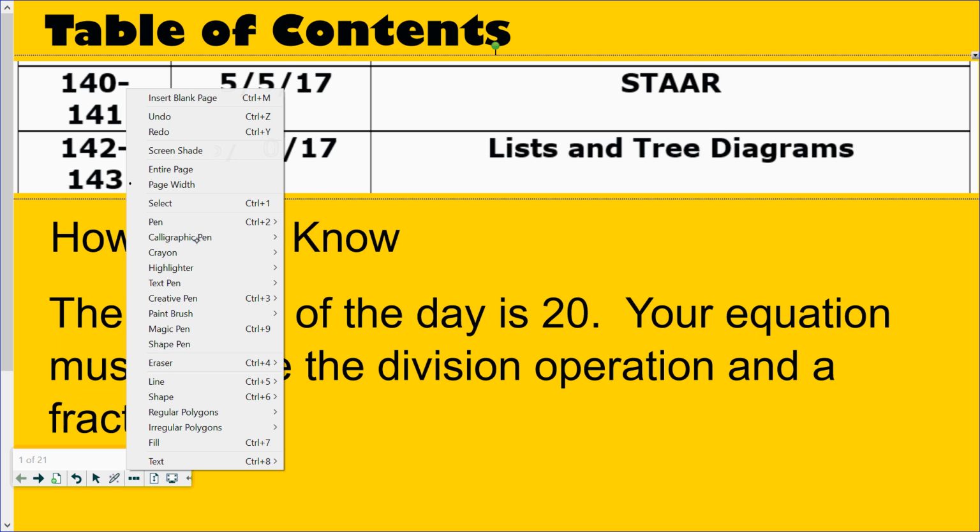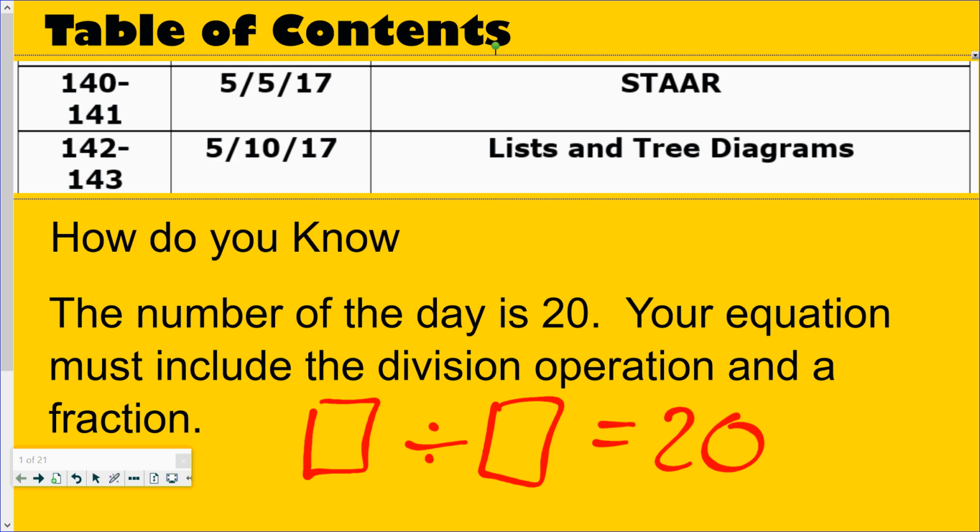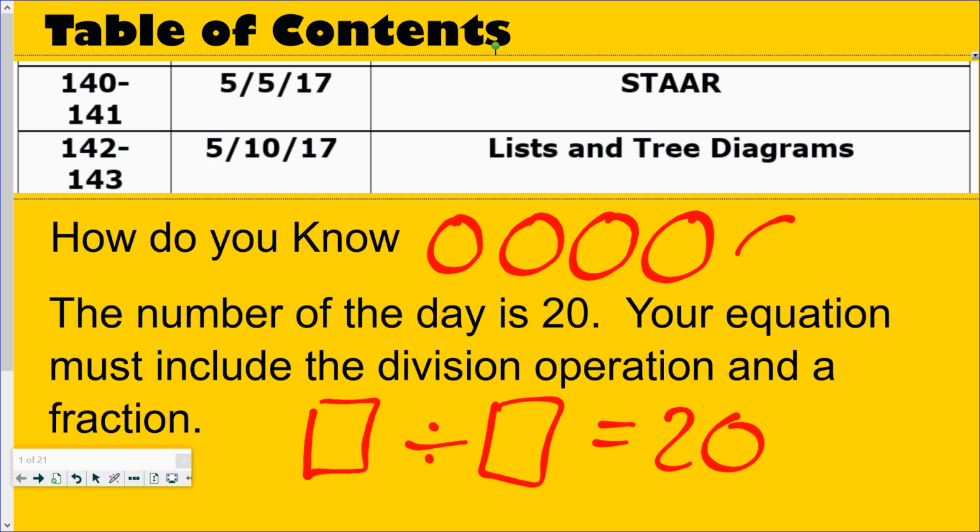Let me get my calligraphy pen. So we know we have two rational numbers. The equation has to equal 20, and you also have to have a division operation. So let's think. It has to equal 20. You know what? I'm going to draw 5 circles. I'm going to model this. So I have 5 circles. I need to divide this into different parts so it equals 20.